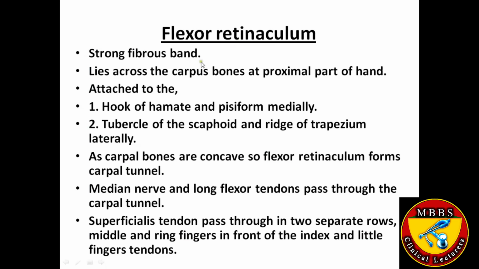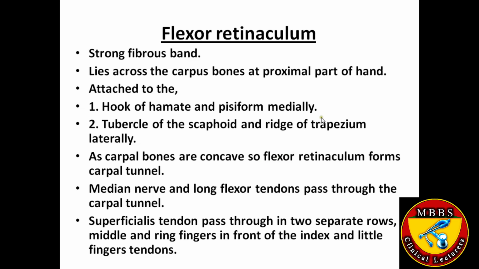Now the flexor retinaculum is a strong fibrous band. It lies across the carpal bones and covers the concavity of the carpal bones to form a tunnel. The attachment of the flexor retinaculum on the medial side is on the hook of the hamate and the pisiform, and on the lateral side it attaches to the tubercle of the scaphoid and the ridge of the trapezium. When it attaches to the trapezium, it forms a small tunnel within the flexor retinaculum. As the carpal bones have a concave arrangement, the flexor retinaculum attachment provides a tunnel to allow the passage of the flexor tendons in front of the forearm.